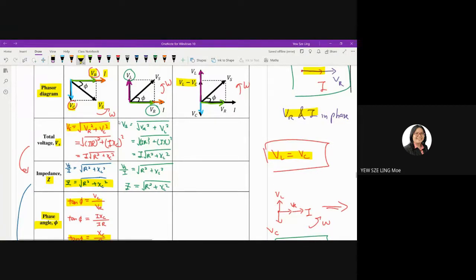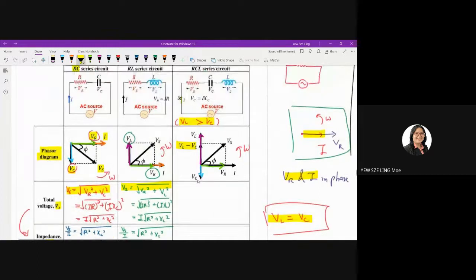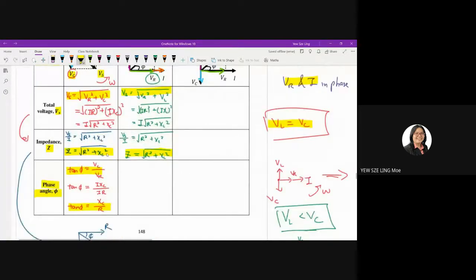So that is the equation that you use to calculate the total voltage and also the impedance when it comes to the RL series circuit. Then the angles, again, just repeat the same thing. Now I have tangent phi, which is equal to VL over VR.